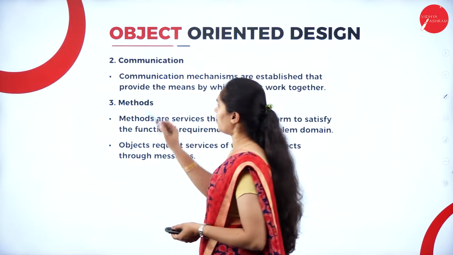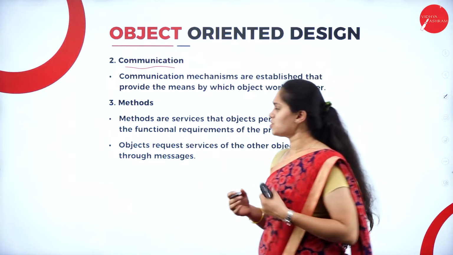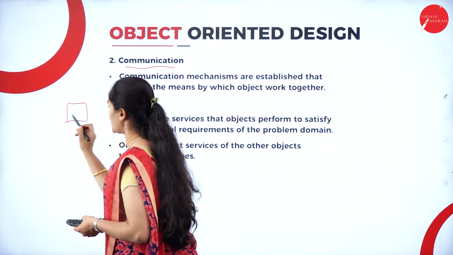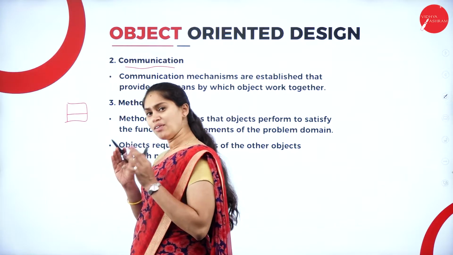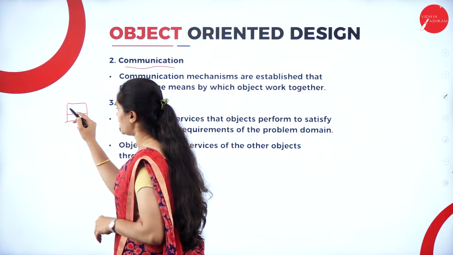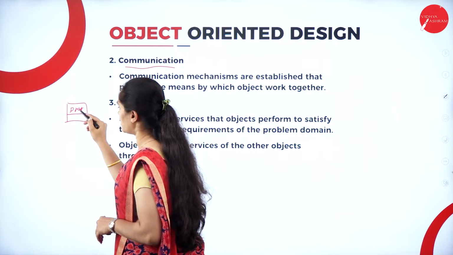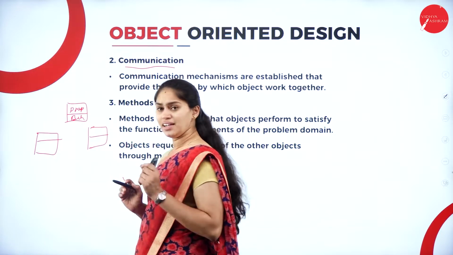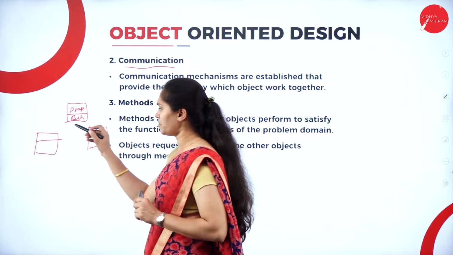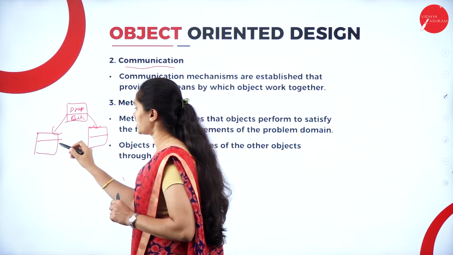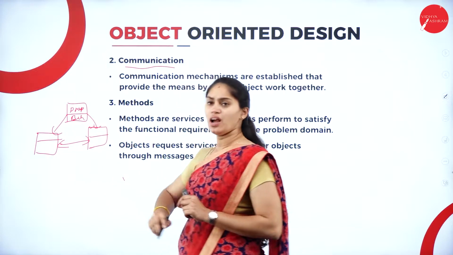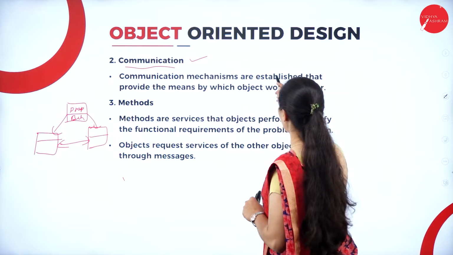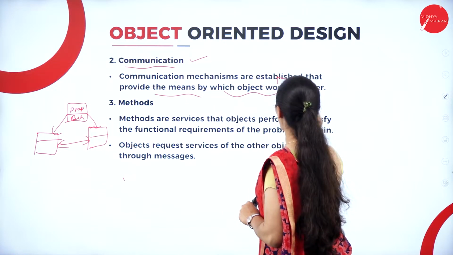And next, the next component is communication, right? In any system, it is not going to comprise a single object. Instead, it is going to have n number of objects, and each object is going to have its own properties, and also perform some operations, that is, behavior, right? Then how will communication be established from one object to another, and how is the exchange of data taking place between all the objects? That is with the help of the communication mechanism, which provides the means by which objects work together.